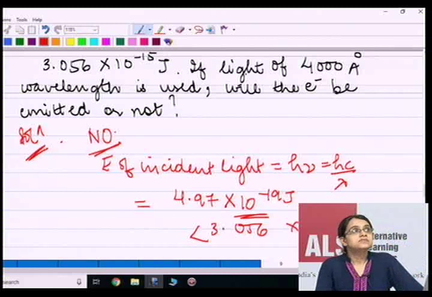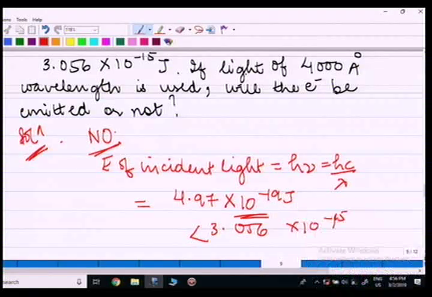Kristukula, we haven't received an answer from you. Are you attempting the question? Okay, moving ahead. Kristukula says no emission. Great. So moving ahead.